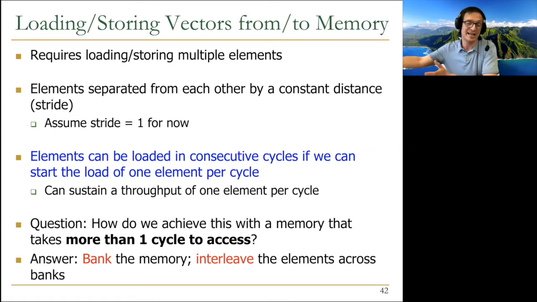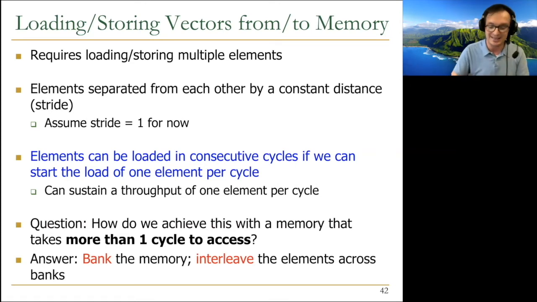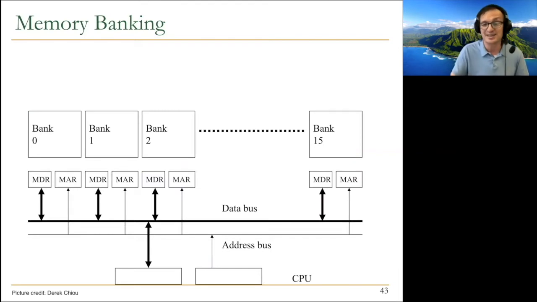That may take 11 cycles also, but you're parallelizing a good chunk of that latency. Okay, so banking looks like this basically. Instead of having a single monolithic memory, you divide into, in this example, 16 banks. In the general case, n banks, where n is a power of 2. And you can see that each bank has a memory data register and a memory address register in a fashion that's very similar to what we have seen with memory earlier.